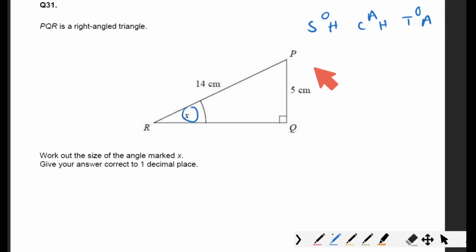Right, I need to label it first. I need to know what these are. So this is opposite because it's opposite the angle I'm going to use in my question. Hypotenuse. Hypotenuse is always opposite the right angle. It's the longest side. There's only one word left, adjacent. Right, which word don't I need? I don't need adjacent. Okay, I need hypotenuse because there's a number there. I need opposite because there's a number there. Right, so op hype.